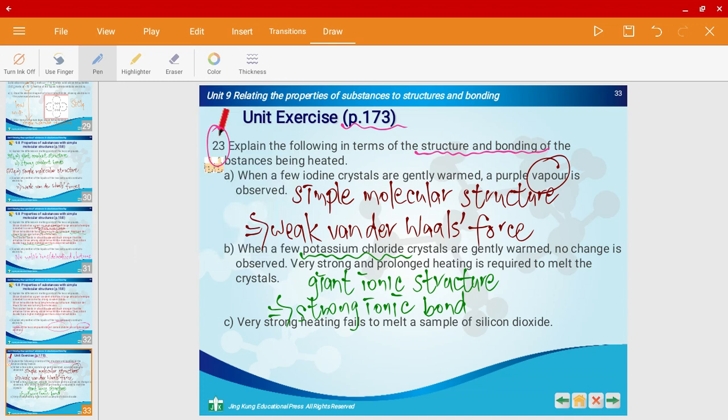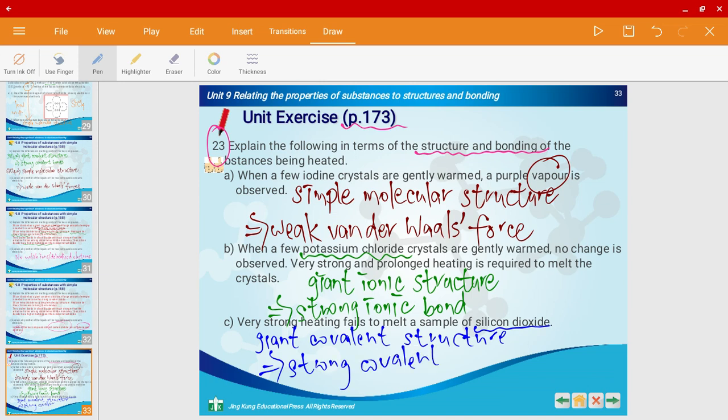Okay, finally, very strong heating fails to melt a sample of silicon dioxide. Why is that the case? Of course, you need strong heating, you would also require prolonged heating, because silicon dioxide has a giant covalent structure. Giant covalent structures have strong covalent bonds present. So for strong covalent bonds, we know that a lot of energy and heat is required to overcome them.